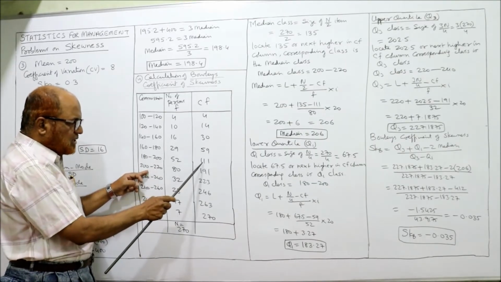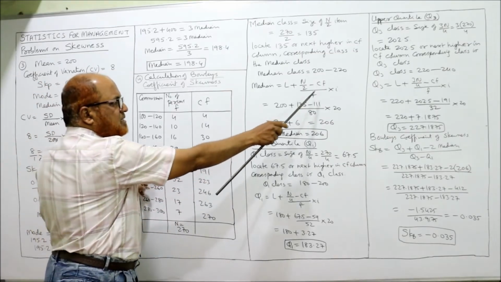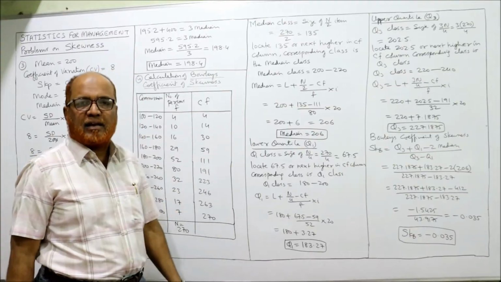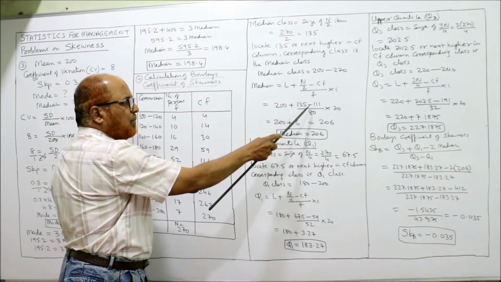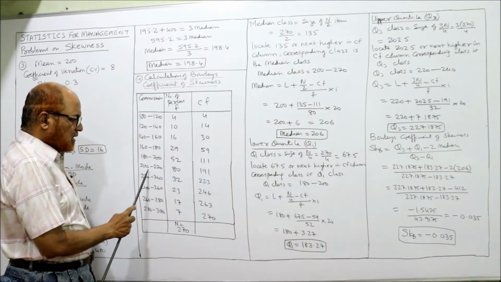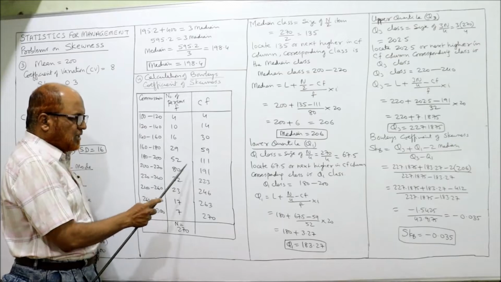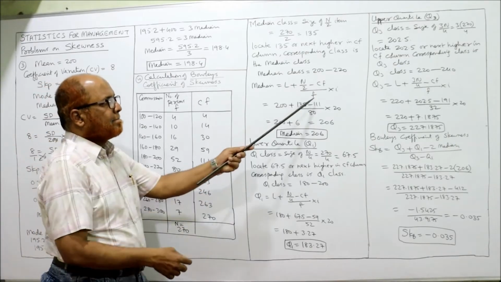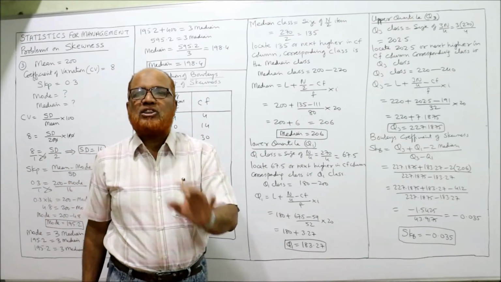What is the CF for this one? 111. So 111 is the CF, the cumulative frequency of the class preceding the median class. And F stands for frequency of the median class. The frequency of the median class is 80. F is 80. So CF is 111 and F is 80. I is the width of the median class.